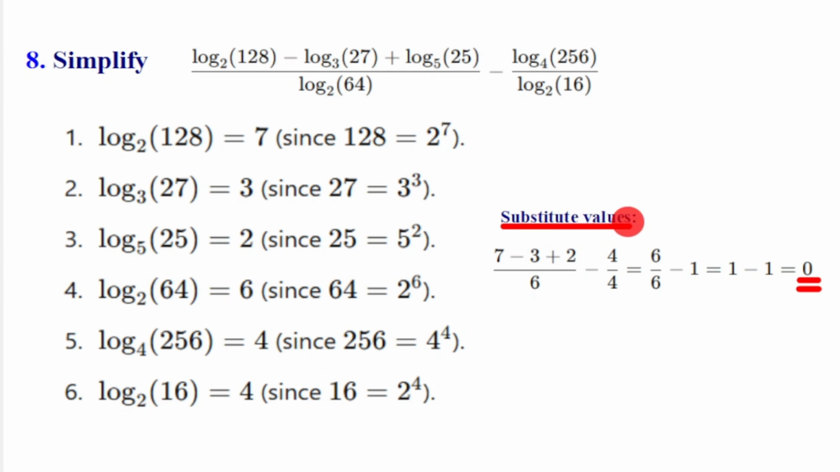Then substitute the values, we get 7 minus 3 plus 2 over 6 minus 4 over 4, which is equal to 6 over 6 minus 1. 6 over 6 is 1, 1 minus 1 is 0. So the answer is 0.